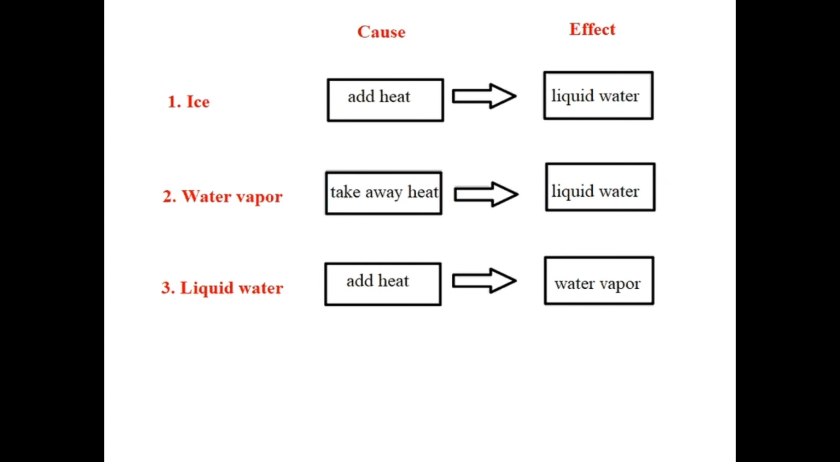Now this diagram shows different causes and their effects on matter. First case, if we add heat to the ice, it will turn into liquid water. Second case, if we take away heat from water vapor, it will turn into liquid water. And finally, if we add heat to liquid water, it will turn into water vapor.